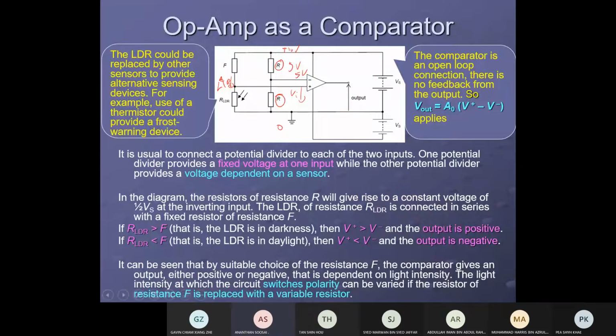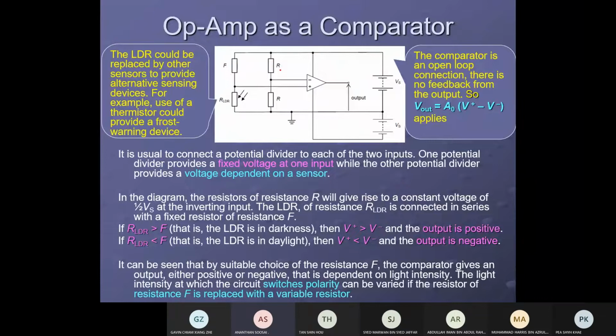Now I'm going to ask you a question. Let's say you want to use this for a fire alarm. You want to put this circuit into your room so that it acts as a fire alarm. So the output will be the alarm. What type of sensor are you going to add in? You need to add a thermistor, right? Yes.